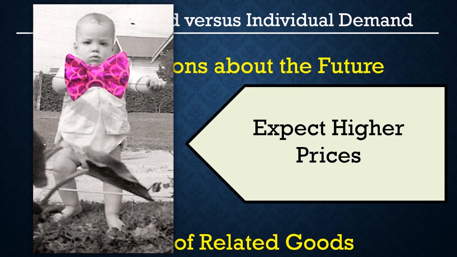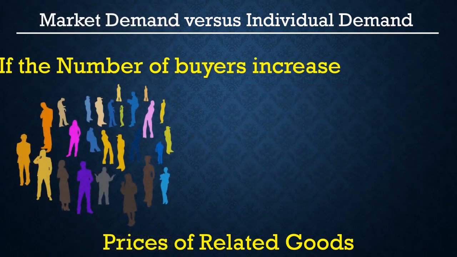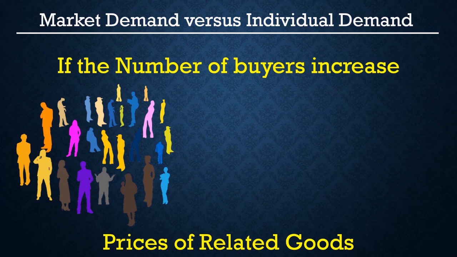We can see this going on right now with toilet paper. People anticipating the price to go up and so forth, and so they're buying as much as possible. Finally, the number of buyers also creates demand, and that's self-evident.